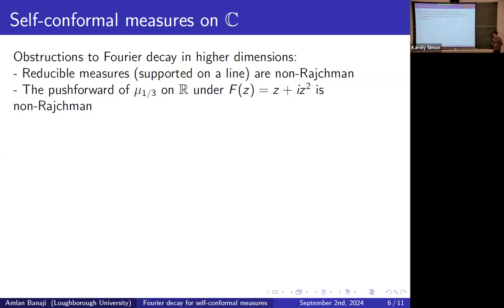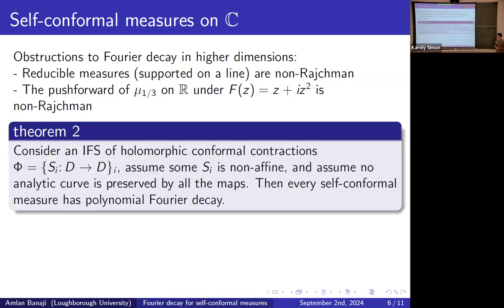Remember that conformal maps are just the same as holomorphic maps with a non-vanishing derivative. And this self-conformal measure that's supported on this parabola will have no Fourier decay in the horizontal direction, because the Fourier transform in this direction is just the same as the Fourier transform of the Cantor-Lebesgue measure in this direction, and we've already seen that that doesn't have any Fourier decay. So the main result here is that if you discount these trivial obstructions and assume that your measure is not supported in any analytic curve, then we do have a similar theorem to the previous theorem.